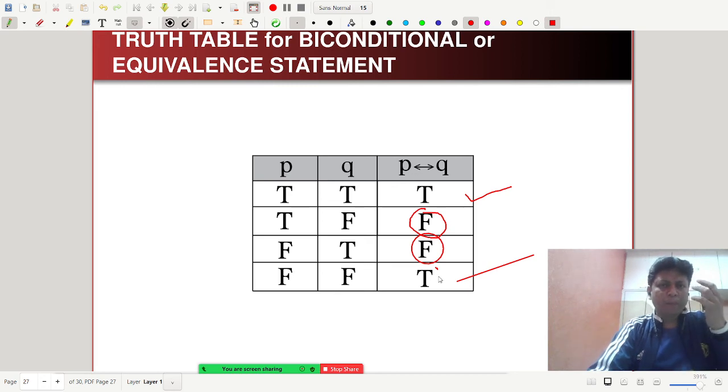So the biconditional statement is true if and only if both are true or both are false. You can easily remember that it will take the truth value true, or 1, if and only if both are true or both are false. Okay, this is also required in your table.